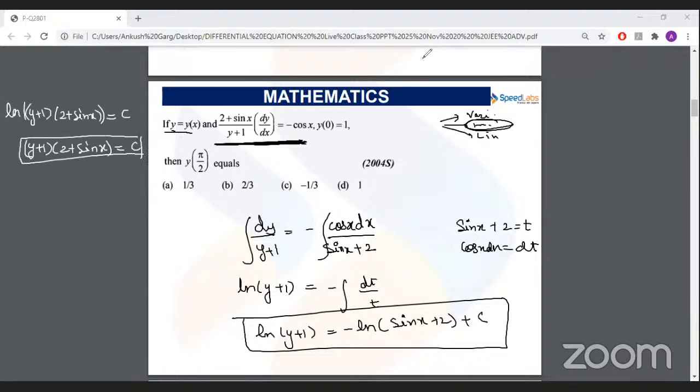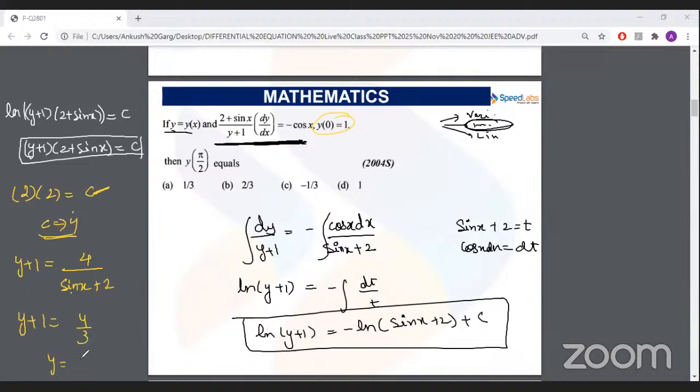Now for finding out c, it is given to us that y of 0 is equal to 1, right beta? So putting x equals 0 and y equals 1, you'll get 2, and 2 plus 0, that will be 2. So we're getting c equals 4. So this will become y plus 1 equals 4 upon sin x plus 2. Now you have to find y of pi by 2. So that will be y plus 1, sin pi by 2 is 1. So that will be 4 by 3.